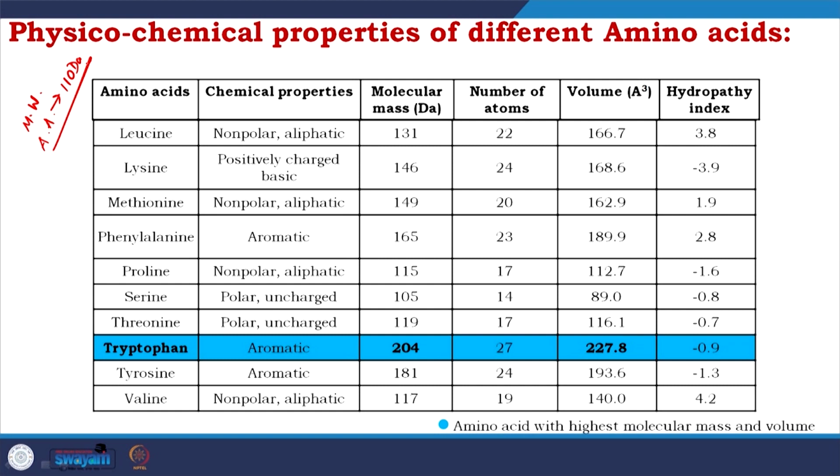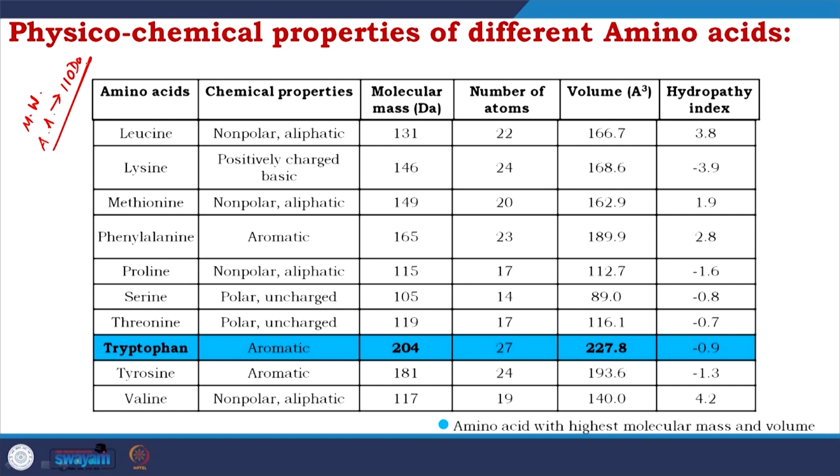Number of atoms for leucine 22, lysine 24, methionine 20, phenylalanine 23, proline 17, serine 14, threonine 17, tryptophan 27, tyrosine 24, valine 19. Volume is in cubic angstrom. For leucine 166.7, lysine 168.6, methionine 162.9, phenylalanine 189.9, proline 112.7, serine 89, threonine 116.1, tryptophan 227.8, tyrosine 193.6, valine 140. As I told, tryptophan is the highest one.